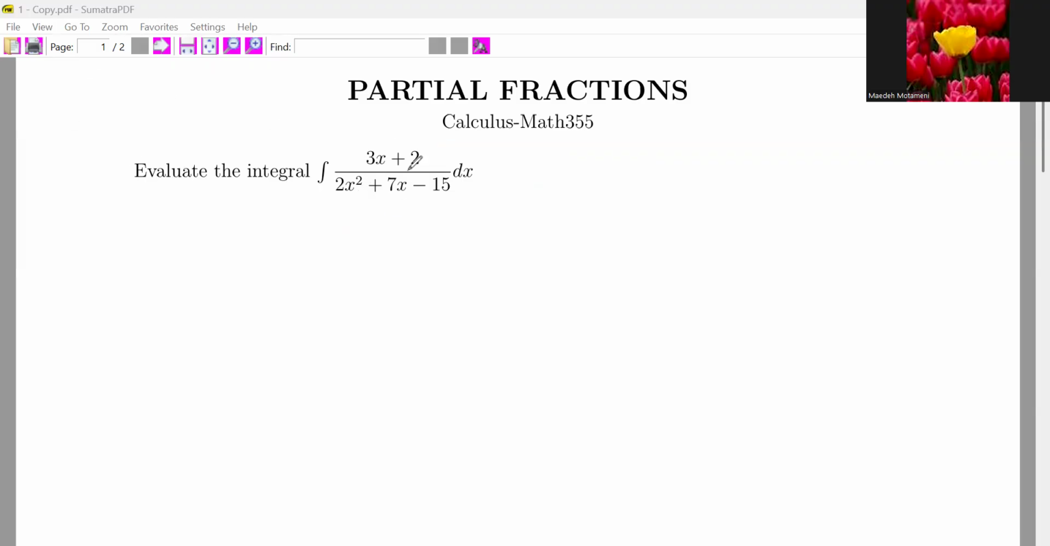In order to write this with the help of partial fractions, we are going to say that 3x plus 2 over 2x squared plus 7x minus 17, we're going to factor out the denominator. If you factor it out, you would have x plus 5 times 2x minus 3. And these are both of degree 1. These are linear, and we cannot reduce them anymore.